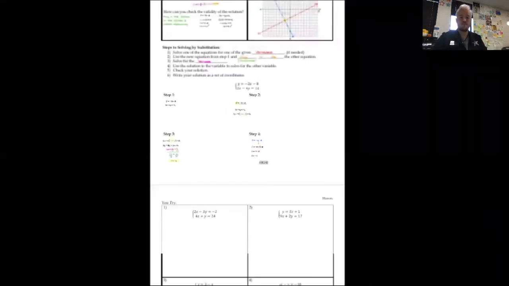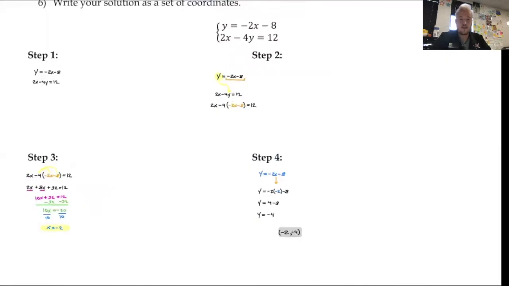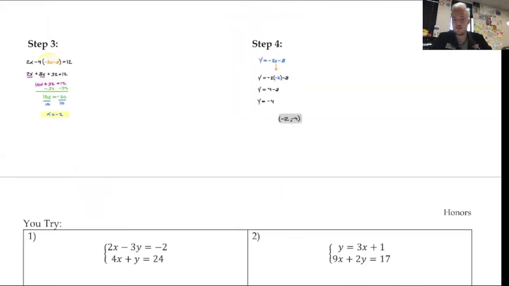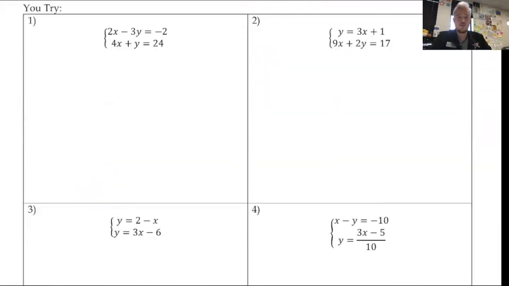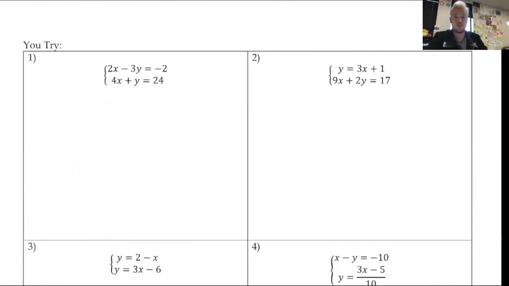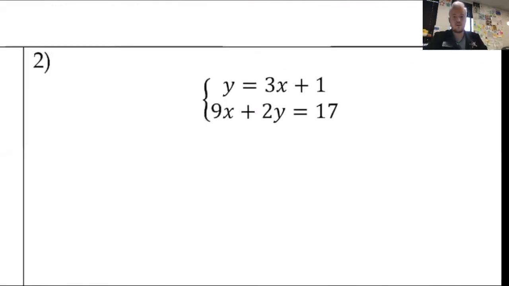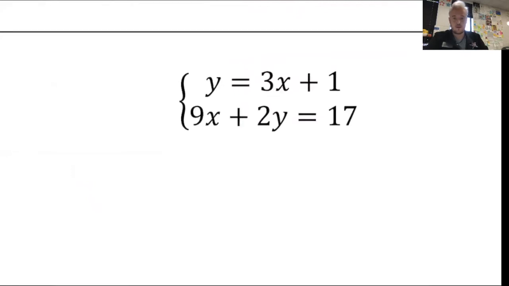All right. So that's if we lay it out step by step, but you don't have to do it step by step like that. So we're going to try a few practice problems. All right, so looking over, we're going to start with number 2 since it's already set up. So with number 2, we already have a y equals equation. So I'm going to take that y equals value right here, and I'm going to sub that in.